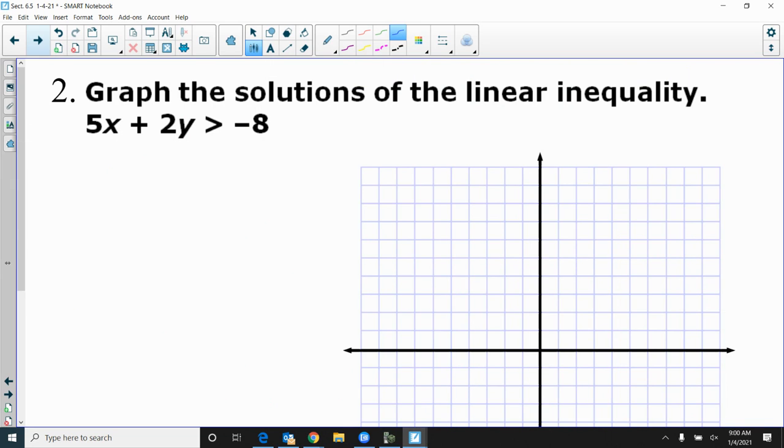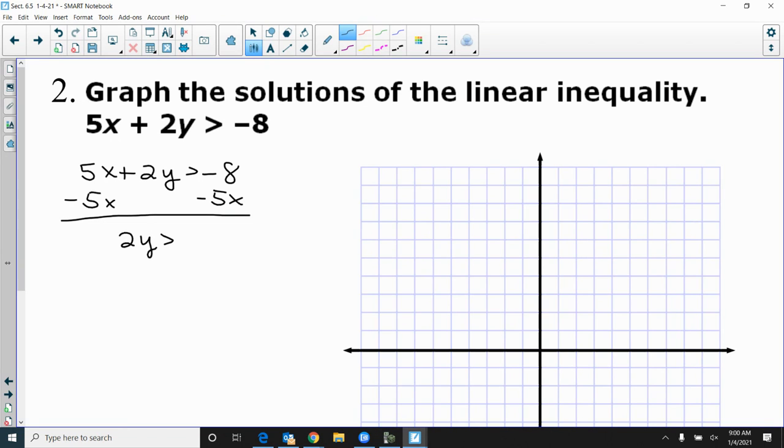All right, so copy this down. Make sure it's greater than negative 8. All right, before we graph that, we've got to get that y by itself, which means I've got to subtract 5x. And that gives me 2y is greater than negative 5x minus 8.